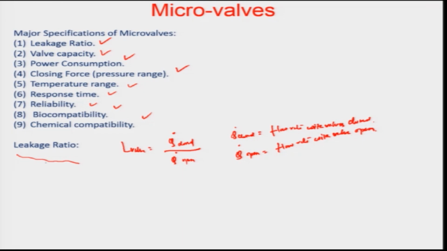So that is how you define the leakage ratio, and obviously if the valve is closed, this total amount of flow rate could be as minuscule as 0, whereas the opening flow rate was some finite value, because of which we can quickly think of a preliminary design of the microvalves based on what is the range of its operation.